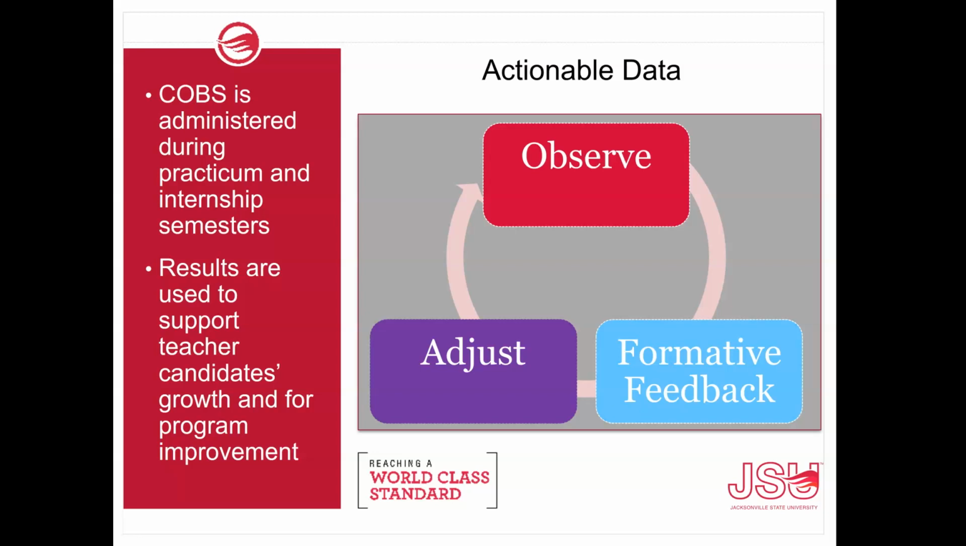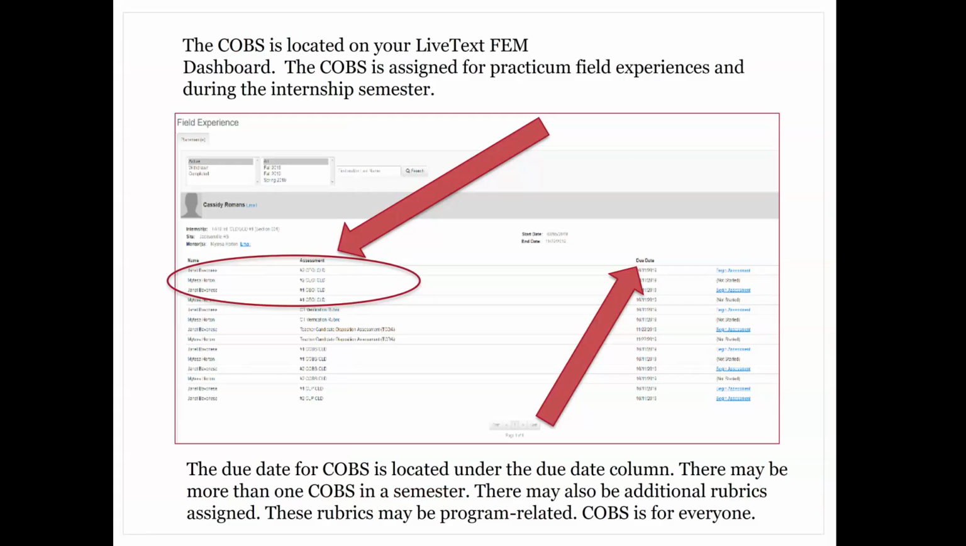The data is then used to consider how the candidate is progressing and to give formative feedback for strengths and gaps in teaching. If a candidate is in need of support in any area, the university supervisor and cooperating teacher will work together for the candidate. Finally, this data may be used to inform JSU about the teacher education program overall and for us to identify any strengths and gaps in our preparation process.